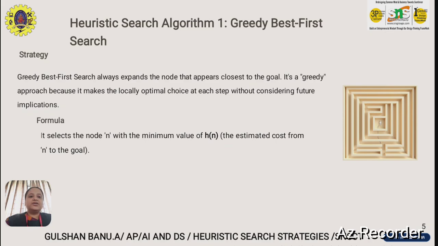Now, there are certain heuristic algorithms. The first one is greedy best first search. Greedy best first search always expands the node which is closest to the goal, and it always takes the value of h of n. If you have two points, you choose the one where the estimated cost is low. So f of n will be h of n.